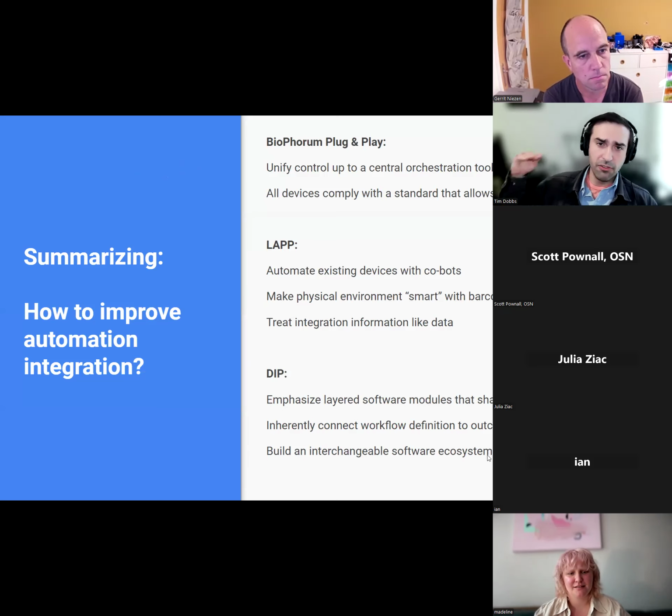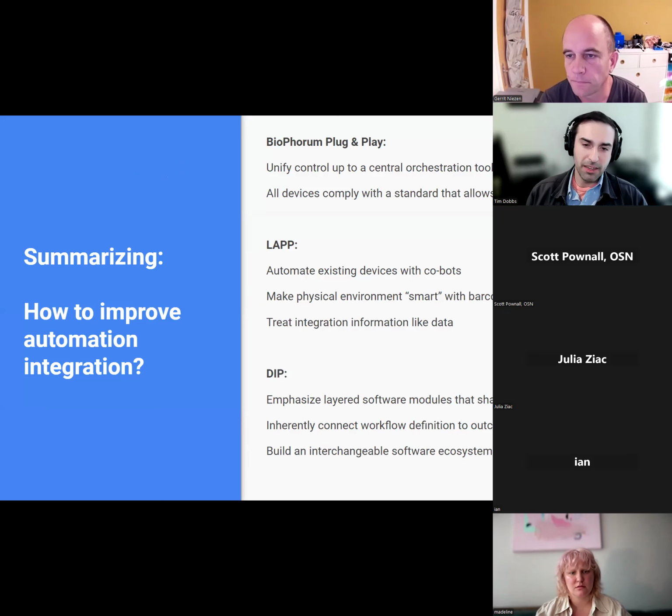Summarizing, Bioforum's basic approach is to unify everything up to a central orchestration tool. LAP's solution is to automate existing devices with cobots and try to make smart environments. And then DIP, my idea, is that you build an interchangeable software ecosystem. And we can build that from the ground up if these general modules make sense to people.